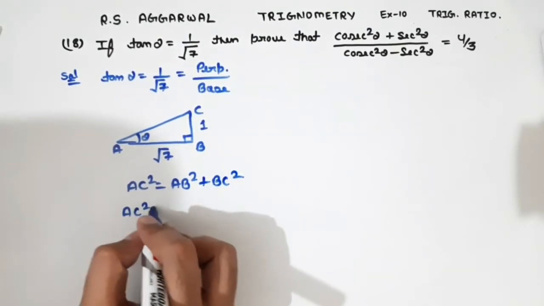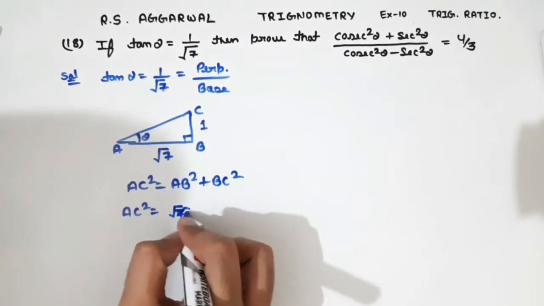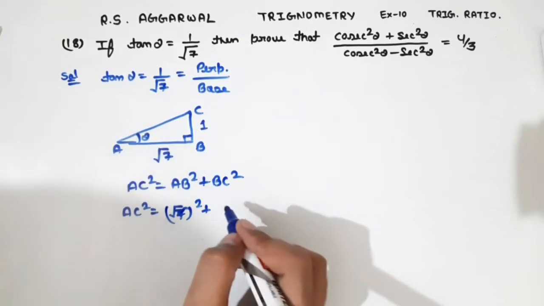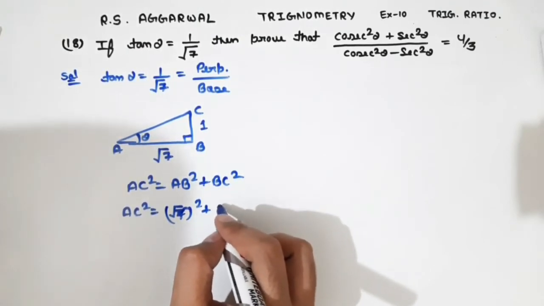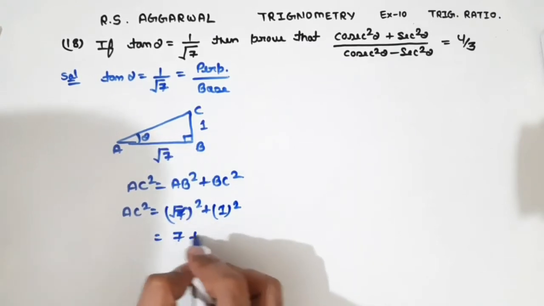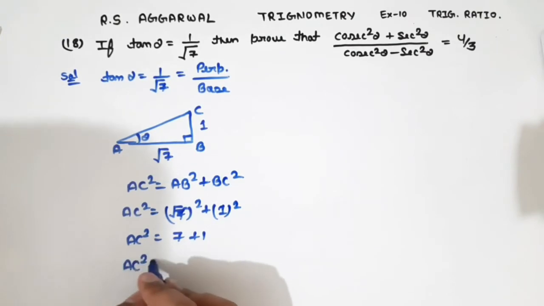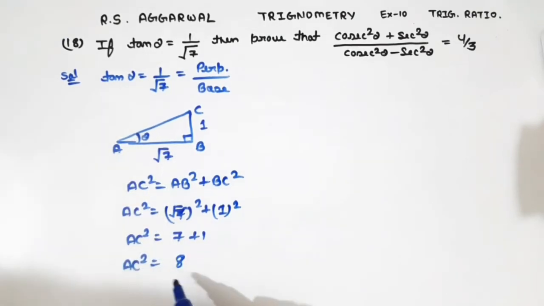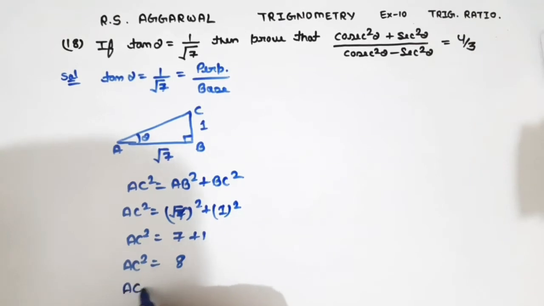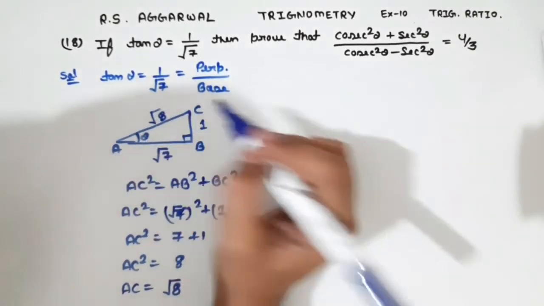So AC square will be AB square, that is √7 square plus BC square, that is 1 square. So that will be 7 plus 1. So AC square will be 8. So from here AC will be √8. Now this is our hypotenuse √8.